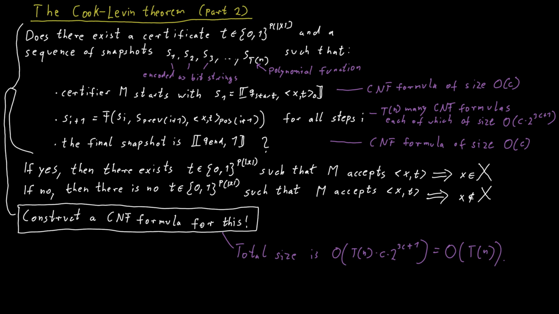That concludes our proof. We've shown how to construct a Boolean formula, given the certifier machine and some input x, that has the property that it's satisfiable if and only if there exists a certificate such that the certifier accepts this input x and the certificate.